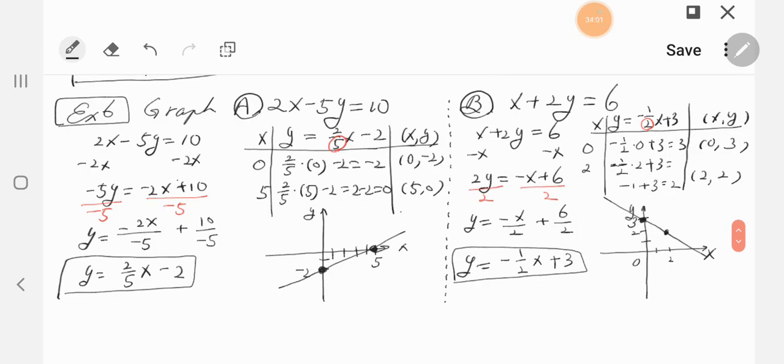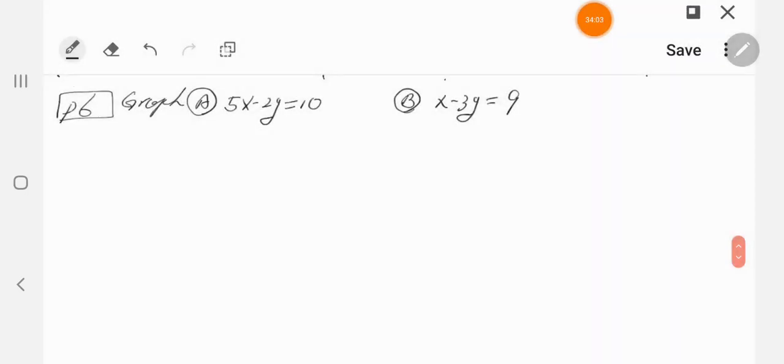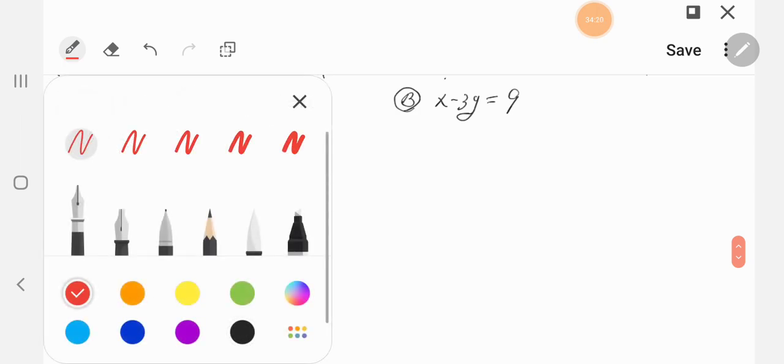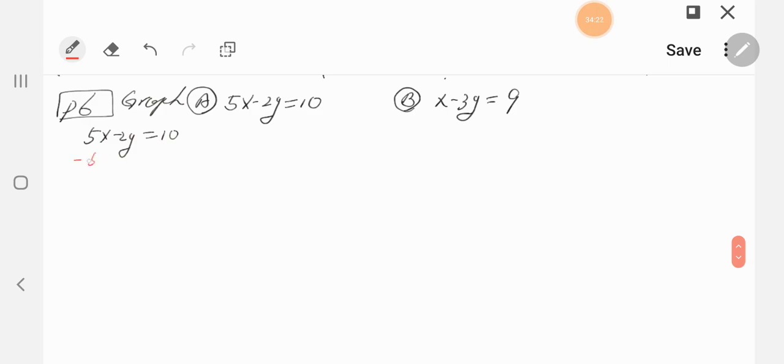Okay, let's try problem number 6. 5x minus 2y is equal to 10. We want to find 2 points directly from here, but let's do it later. We will rewrite the equation in y equals mx plus b first. So minus 5x should move to the right. Then -2y is equal to -5x plus 10.